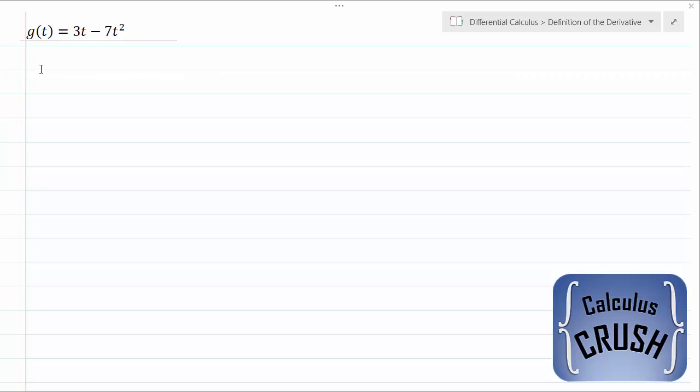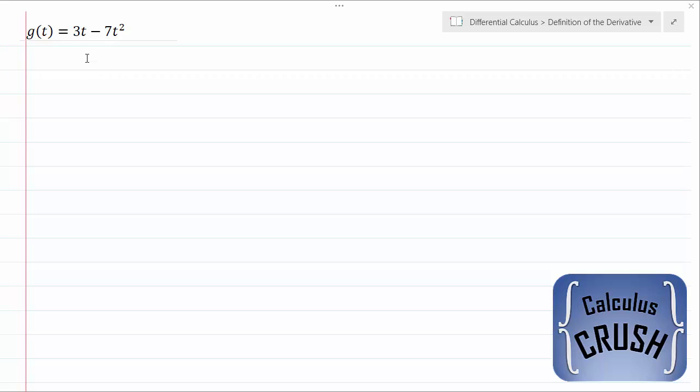Today we're going to be using the definition of a derivative to find the derivative of the following function. G of t equals 3t minus 7t squared. If you know the power rule, this is a one-line derivative. It takes no time at all to do this derivative. Very easy. In fact, I can see it right now. It's just 3 minus 14t.